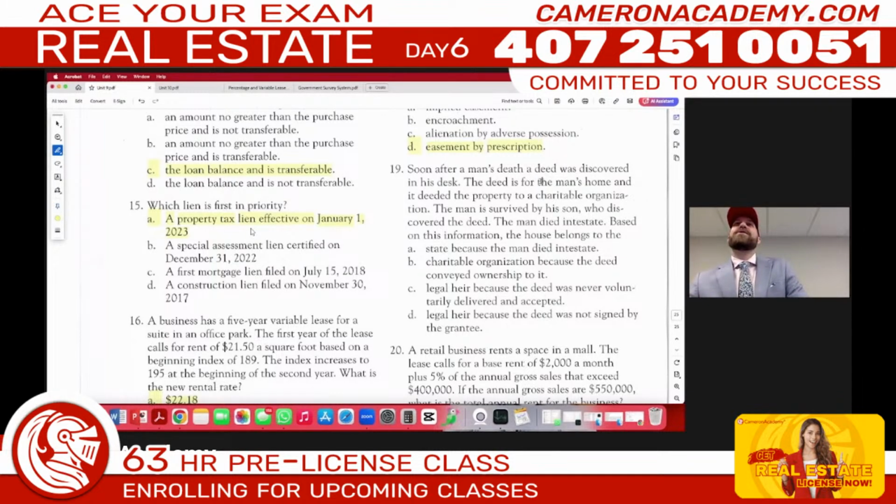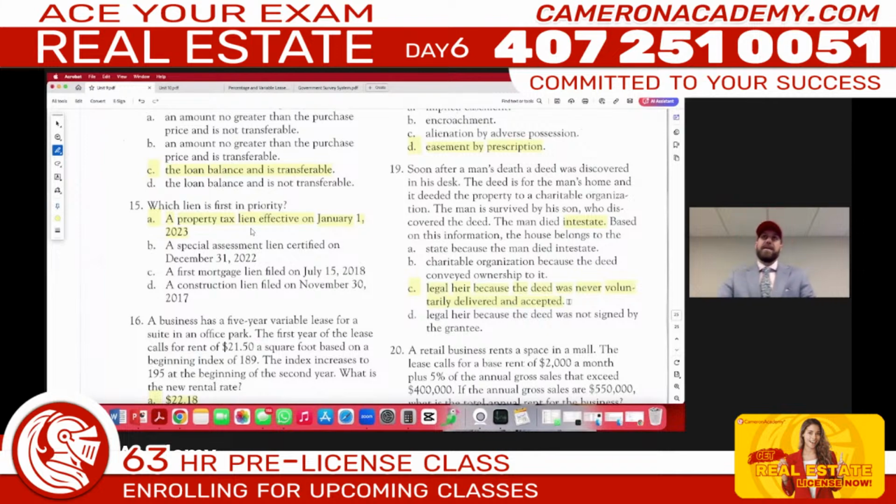Whenever they talk about ownership of something, ownership of a brokerage, ownership of land, who always owns? It's always the woman that owns. And when somebody benefits after the spouse passes away, who benefits usually? You'll see. Soon after a man's death, a deed was discovered in his desk. The deed is for the man's home. It was deeded to a charity, but the man is survived by his son who discovered the deed. The man died intestate. What does intestate mean? With or without a will? Without a will. Based on this information, for a couple of reasons, the property belongs to it's C.